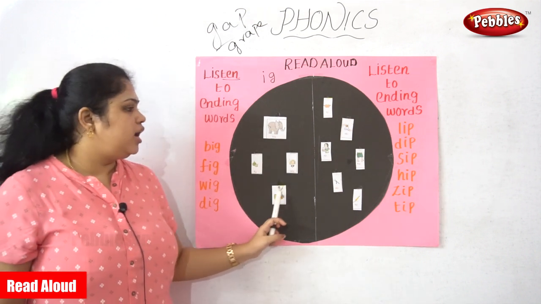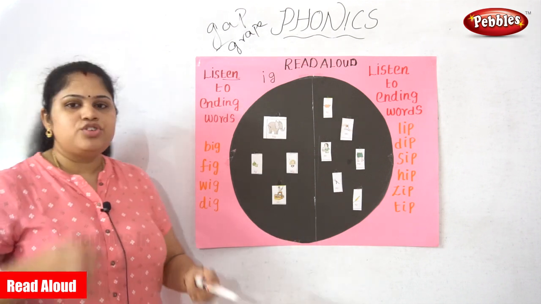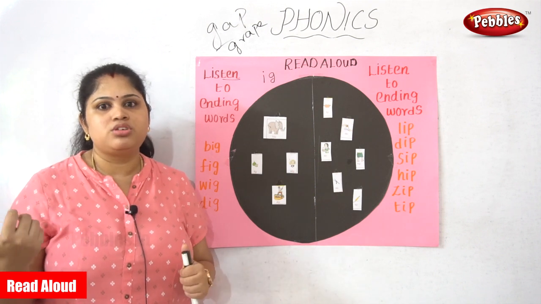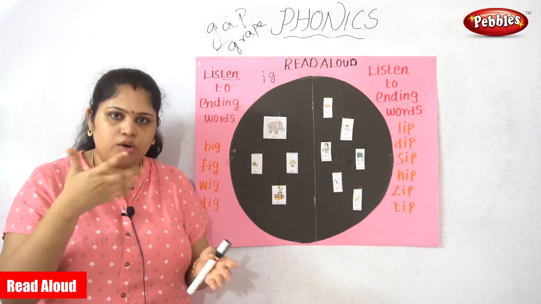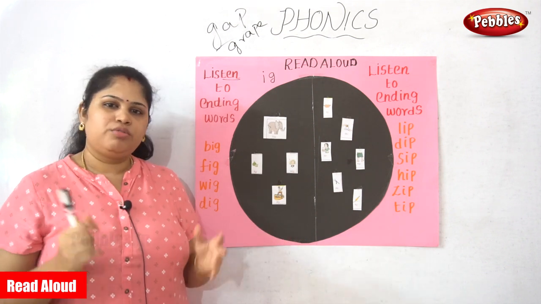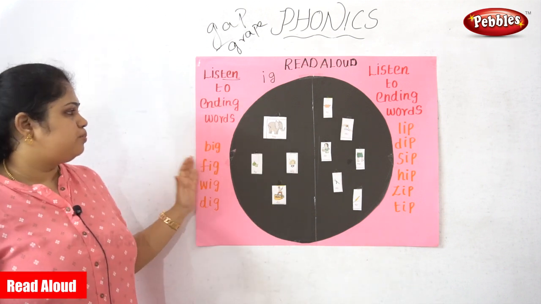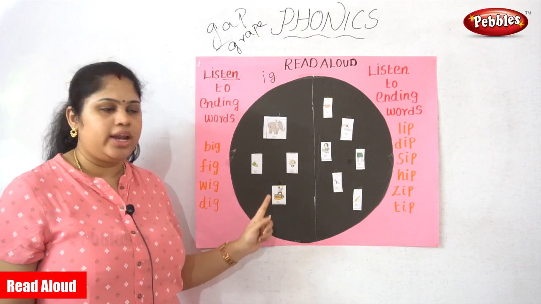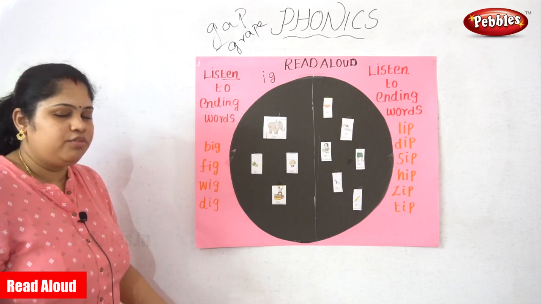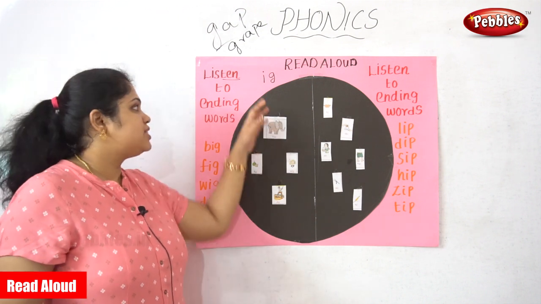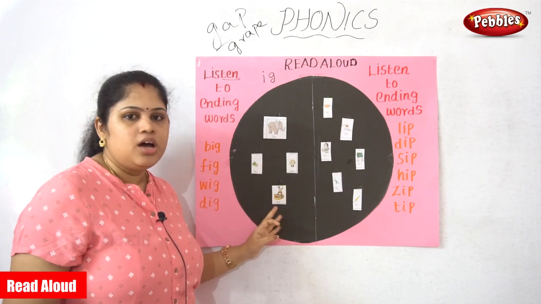Next is dig. What does dig mean? Digging means we are making holes in the land or in something like wood, for some purpose. That is called dig. Please listen to the ending sounds. These four pictures show words which end in an ig sound. Ig, big, fig, wig, dig.